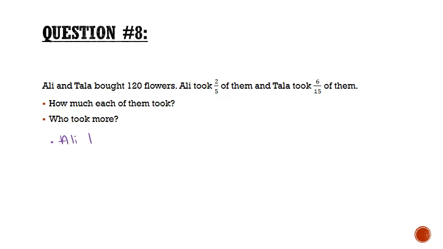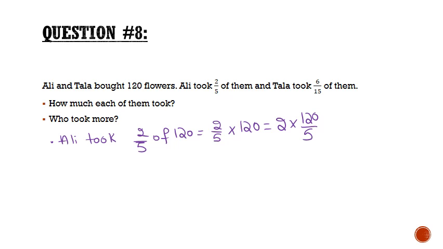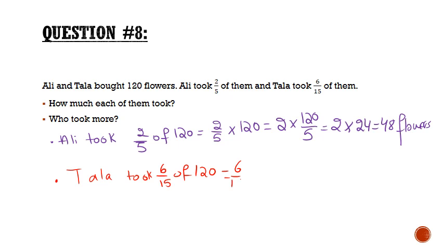So let us first know Ali. Ali took 2 over 5 of 120. So it is equal to 2 over 5 times 120, equals 2 times 120 over 5, which is 2 times 24, equals 48 flowers. Very good. Now I need to know how much Tala took. Tala took 6 over 15 of 120, which is 6 over 15 times 120, equals 6 times 120 over 15, which is 6 times 8, equals 48 flowers. So we answered the first part of the question.